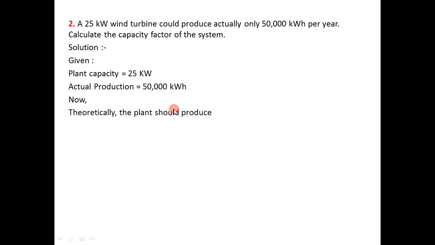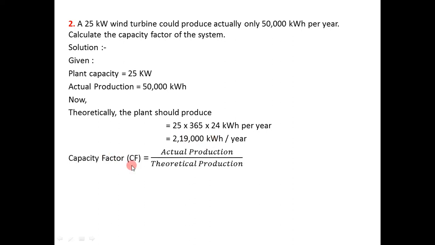So given data is plant capacity, it is theoretical capacity 25 kilowatt, actual production is 50,000 kilowatt hour. So theoretically plant should produce 25 kilowatt these days of the years. These are the hours. So we are converting 25 kilowatt in year into kWh, that is kilowatt hour. So 25 into 365 days into 24 hours. So it is coming around 2,19,000 kilowatt hour per year.